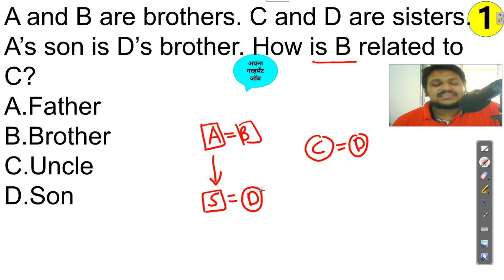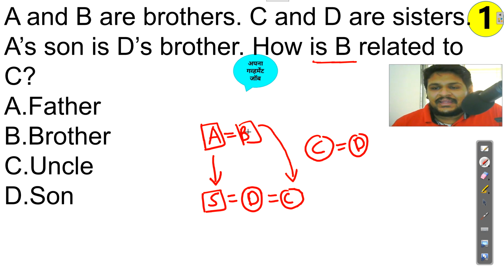So if this is D's brother, then obviously it is C's brother also, right? Then how is B related to C? So we can clearly see that it is uncle. So like this you need to just make the diagram and solve the questions.